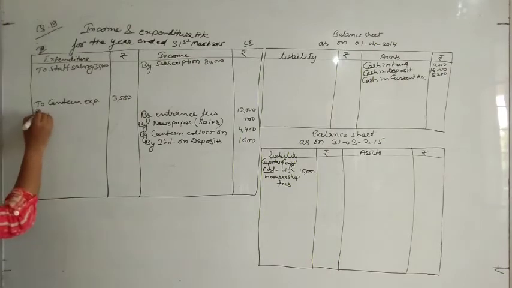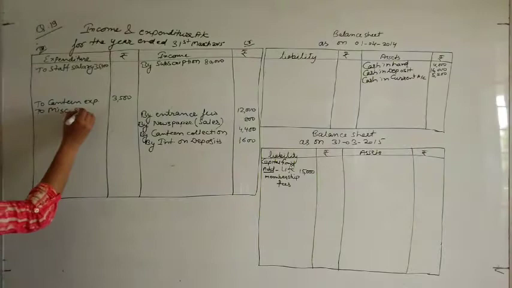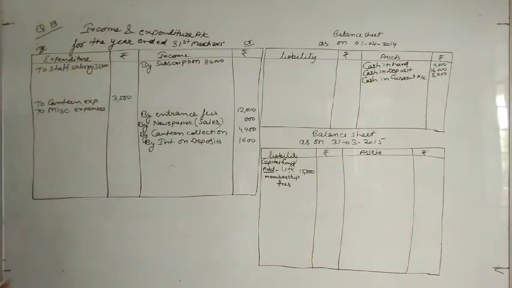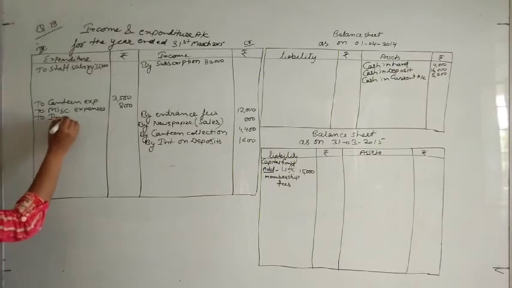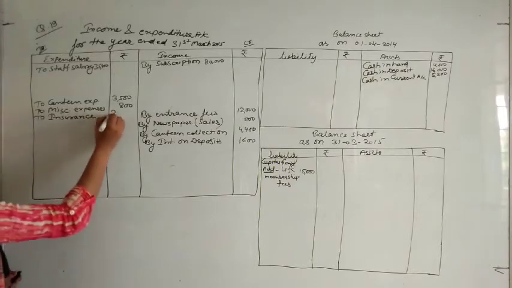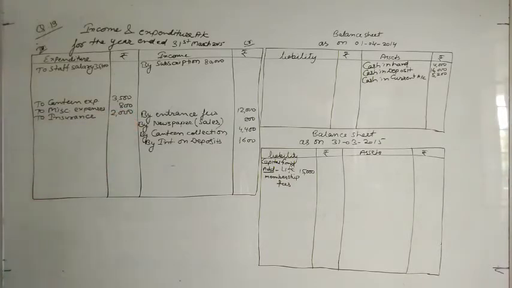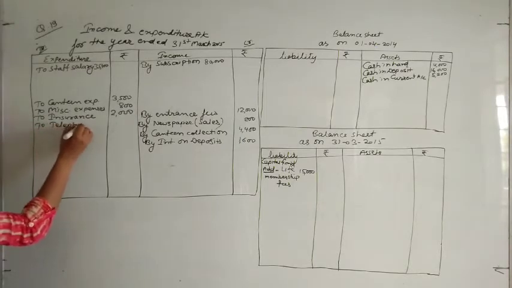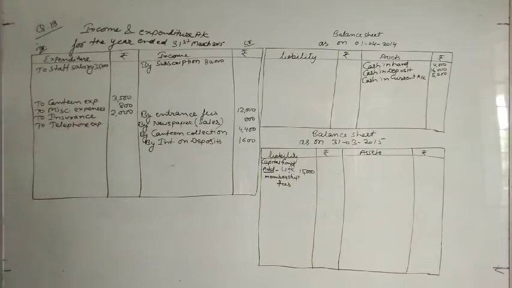Miscellaneous expenditures. All these expenses are related to revenue expenses, that's why we are writing these on the expenditure side. 800 rupees. Insurance, in the same place we will write insurance, 2,000. Telephone expenses. As you know, these are daily expenses of a business, that's why these are revenue expenses. 4,800.